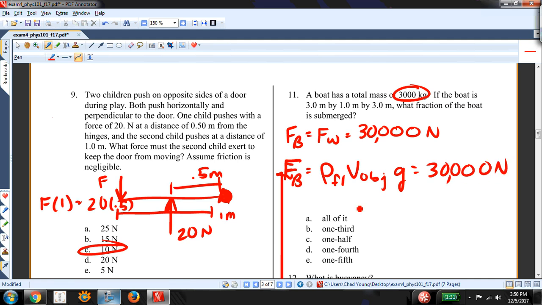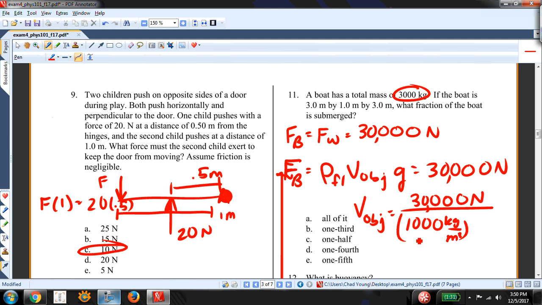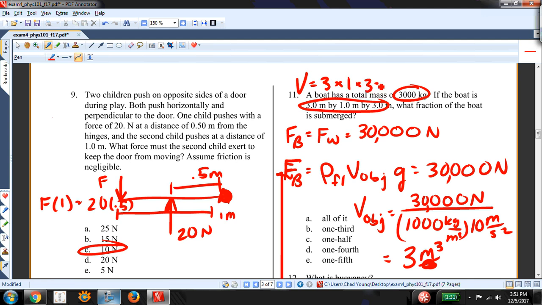And now I can solve for the volume of the object. That's going to be 30,000 newtons divided by the density of the fluid. Well, this is water. It has a density of 1,000. And g, which is 10. So it's going to be 30,000 over 10,000, or 3 cubic meters. Now that's the volume that is submerged. But notice here that the actual volume, the total volume, is equal to 3 by 1 by 3, which is equal to 9 cubic meters. Only 3 cubic meters is submerged, so that means 1/3 of it is submerged.